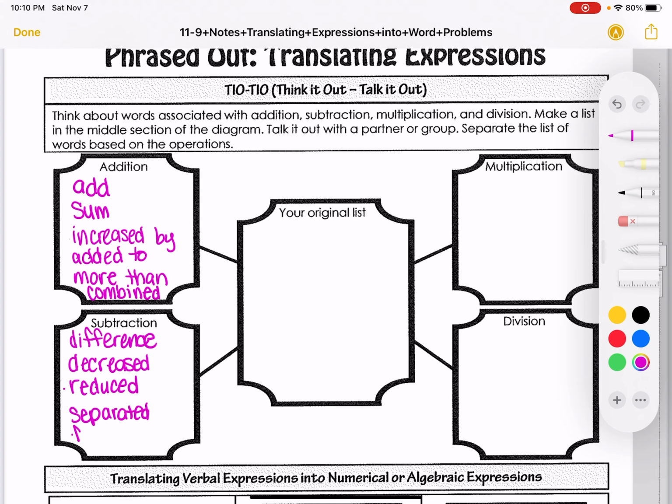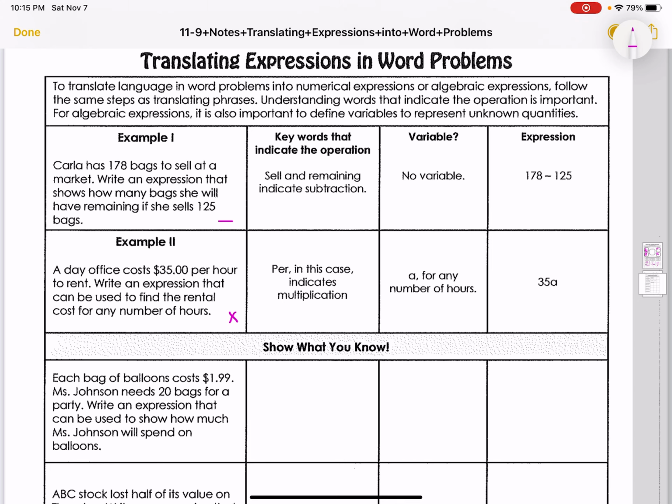Example 2. A day office costs $35 per hour to rent. Write an expression that can be used to find the rental cost for any number of hours. So per in this case indicates multiplication. So if they're open for 9 hours a day, they're going to have to multiply by 9. If they're open for 12 hours a day, they're going to have to multiply by 12. So whatever number they are going to use, we're going to put in a variable for that. And it's $35, so our expression is going to be 35A.